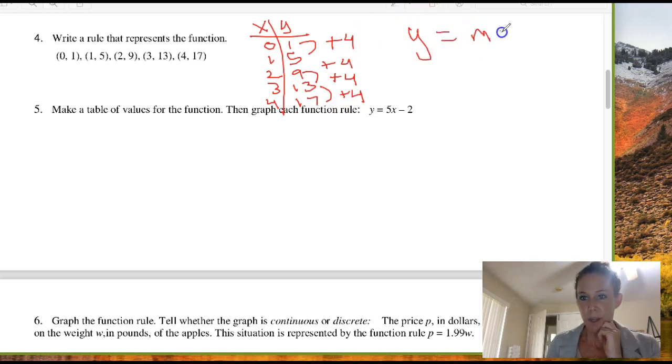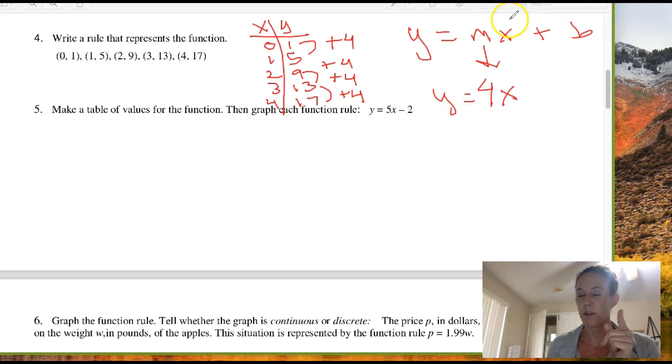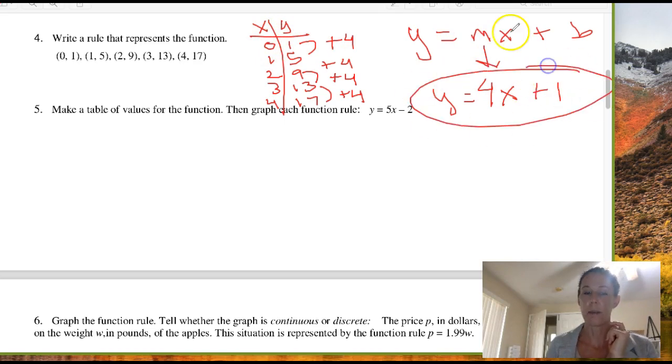That common difference is my slope. So if I'm looking at slope-intercept form, that common difference is my slope. It's 4. And then I'm going to multiply that by x, set it equal to y. I just need my y-intercept. My y-intercept is when x is 0. That's my 0 point. So my y-intercept would be 1. So y equals 4x plus 1, and I'm done.